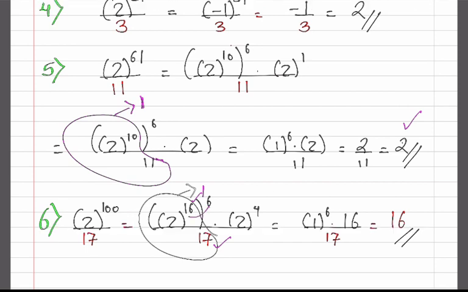I'm left with an additional 2 raised to 4 here. According to Fermat, this is 1. 1 multiplied 6 times, 1 into 16 is 16. 16 divided by 17, my answer is 16 here.